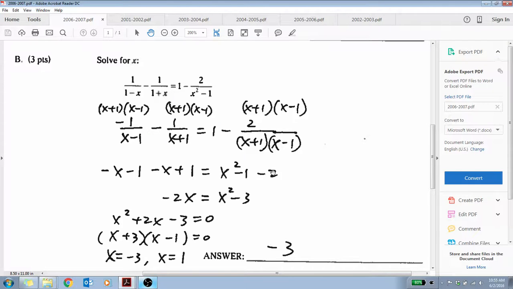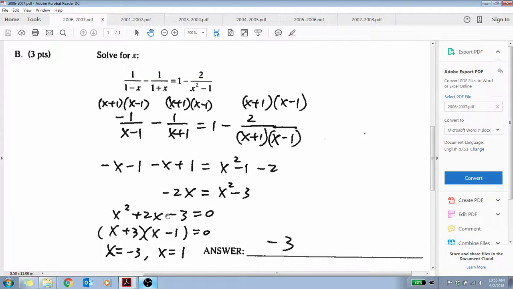From here what I need to do is get everything equal to 0 so that I can solve this quadratic equation. So I move everything over. I get x squared plus 2x minus 3 equals 0. And then I can factor. I get x plus 3 times x minus 1 equals 0. So then x would have to be negative 3, or x would be positive 1.